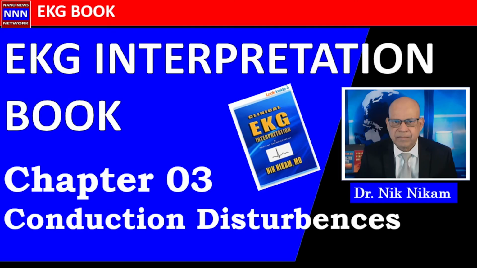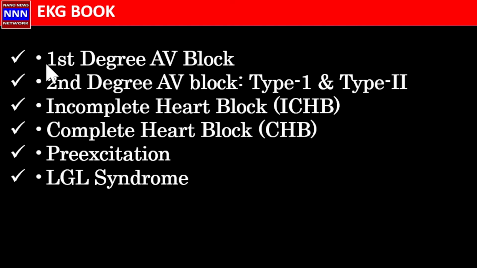This is a presentation on EKG Interpretation Book, Chapter 3, Conduction Disturbances. The focus is going to be on conduction disturbances. The points I'm going to cover will include first degree AV block, second degree AV block type 1 and type 2, incomplete heart block or high grade AV block, complete heart block, pre-excitation, and LGL.